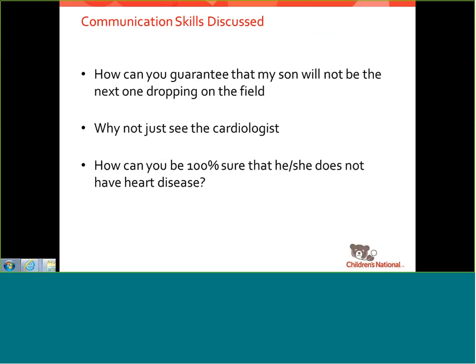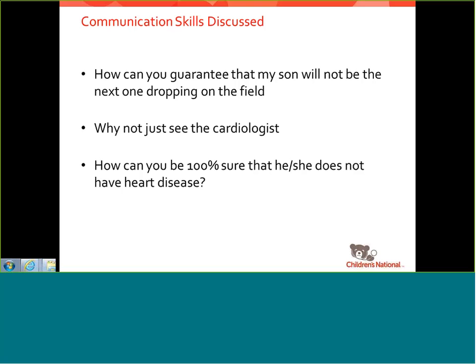Many of the encounters that I have witnessed have common themes. The ones that the residents got stuck with or had a hard time with were when the standardized mother would say, well, how can you guarantee that my son will not be the next one to drop in the field? My answer to that is very simple. I cannot guarantee that. The cardiologist cannot guarantee that. No one on God's earth can guarantee that. This is something only God knows. So there is absolutely no way for us cardiologists to prevent sudden death in everyone.